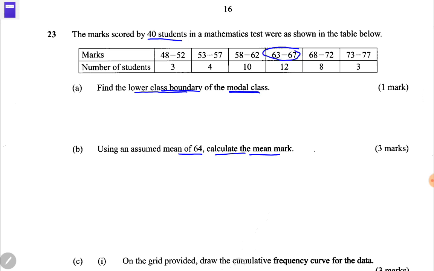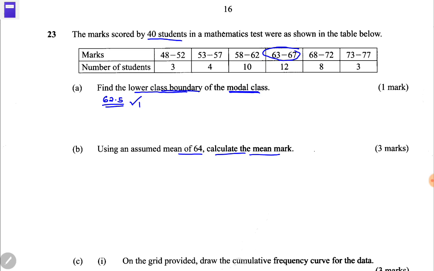The lower class boundary of the class 63 to 67 will be 63 minus 0.5, which is equal to 62.5. And that is 1 mark. Now, using an assumed mean of 64, calculate the mean mark.